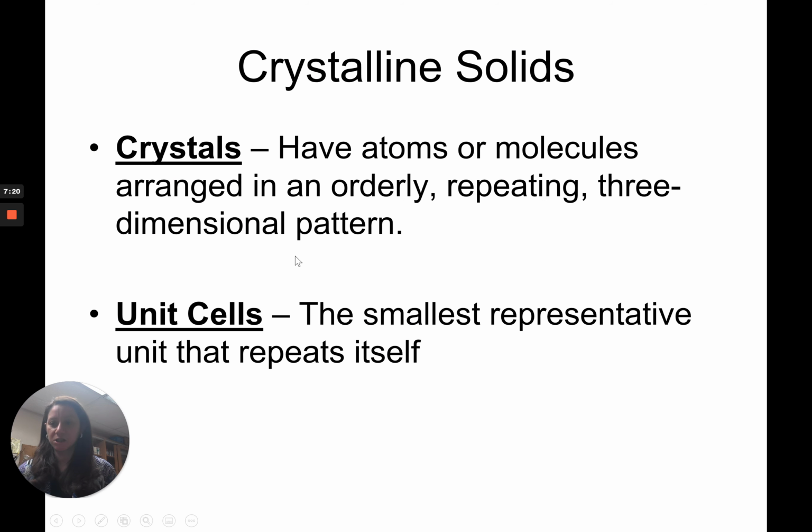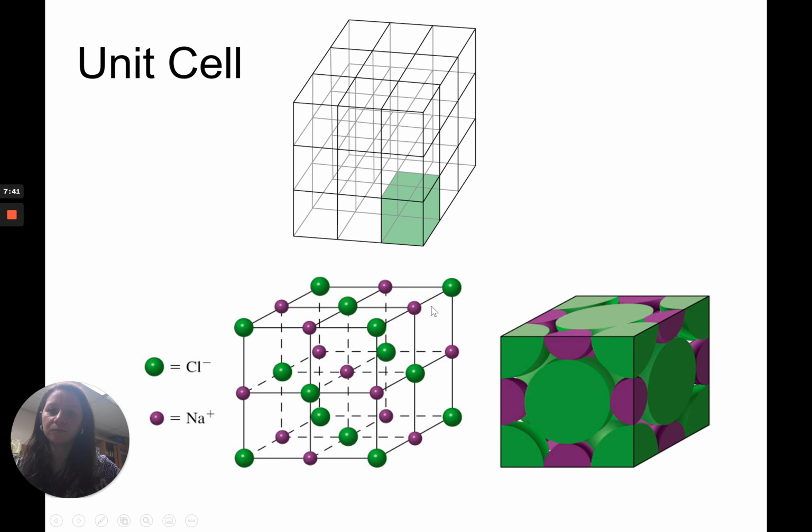All these crystalline solids are made up of crystals, of course, and crystals have atoms or molecules arranged in a very orderly pattern, and it has these repeating units. A unit cell is the smallest representative unit of a crystal. So if you take a bunch of unit cells and put them all together, you make the whole crystal. Here's an example. This is NaCl, and this is the big crystal. If you take just one little unit of it, that is called a unit cell.